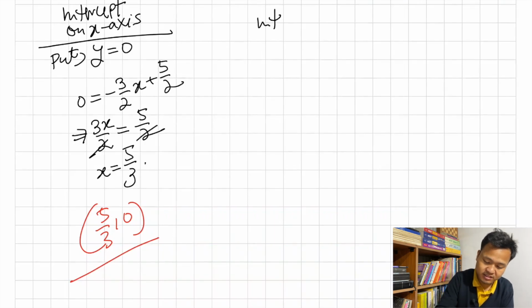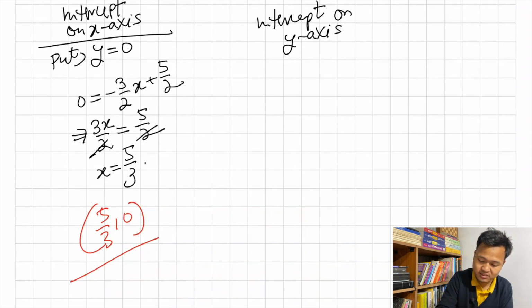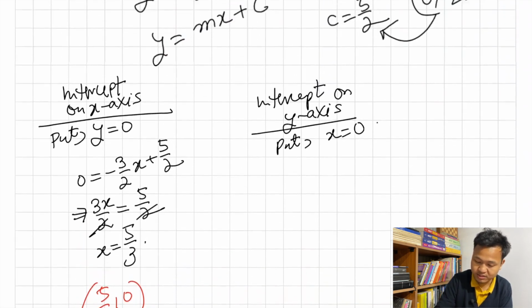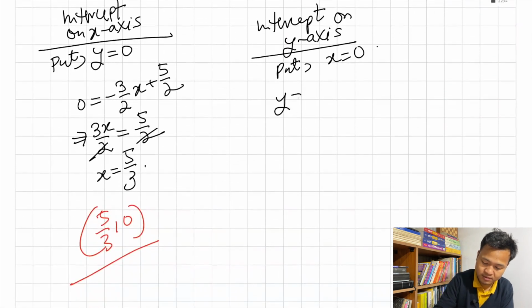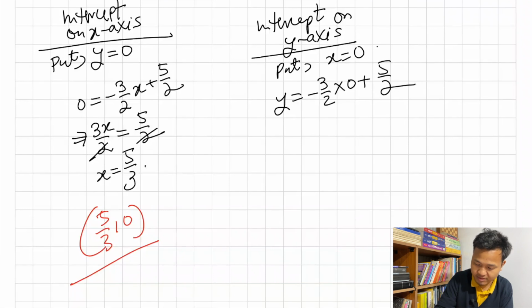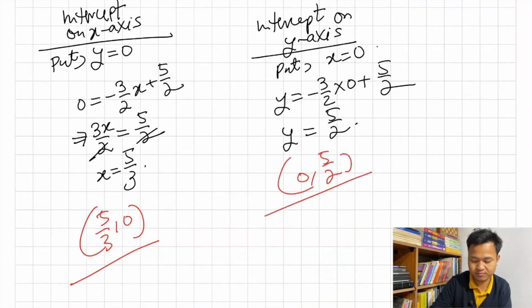Similarly, let's find out the intercept on y-axis. So for this, you have to put x equals to 0. If I put x equals to 0, I have y equals to minus 3 by 2 into 0 plus 5 by 2. So I will have y equals to 5 by 2. So that means it will cut the y-axis at 0, 5 by 2.